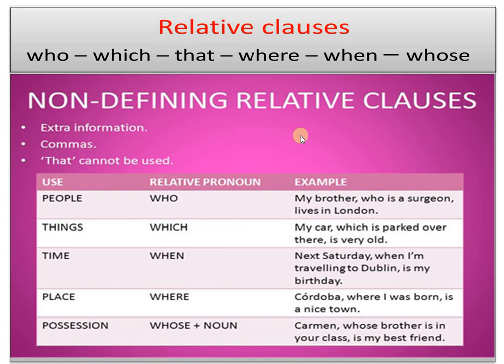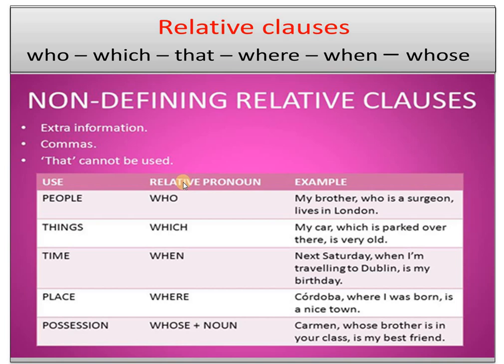Now let's go to the non-defining relative clause. The same words: who, which, that, where, when, whose, but we use non-defining relative clauses for giving or telling more, extra information. We put commas before and after the extra information. That cannot be used in this case. So we don't say who or that, but only who in the case of a non-defining relative clause.